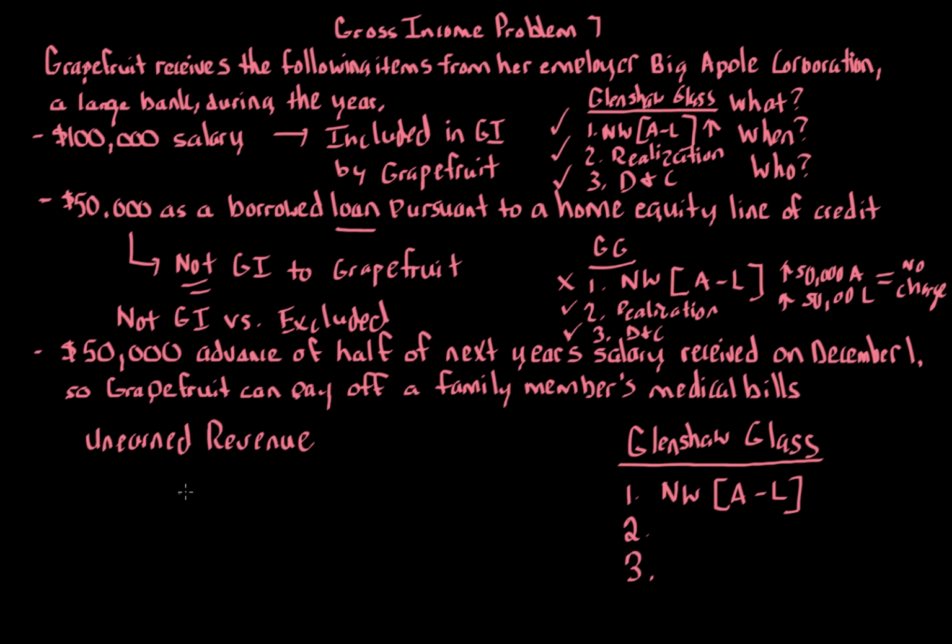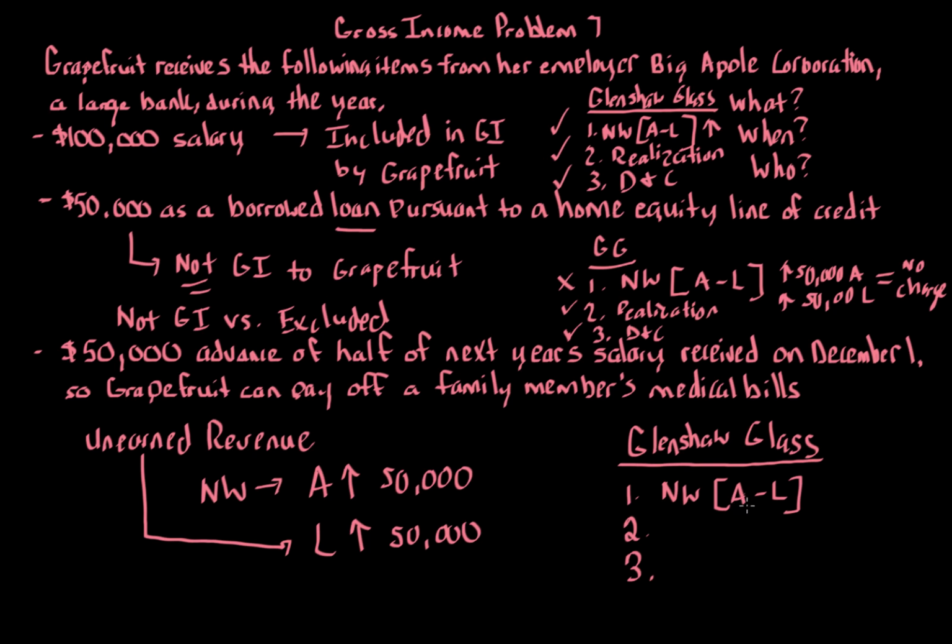So obviously when you're looking at net worth, assets have gone up here, right? Grapefruit's assets go up by $50,000, but have liabilities gone up by $50,000? If you take this unearned revenue approach view, then yes, they do. So some of you are saying, okay, well, this is not net worth. Well, again, the tax law has its own definition of gross income.